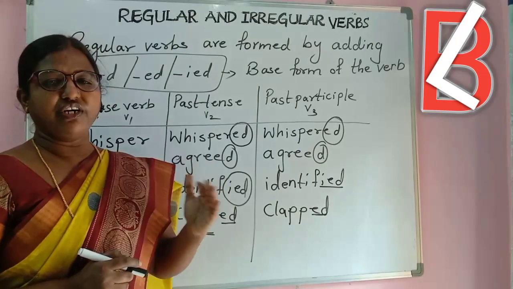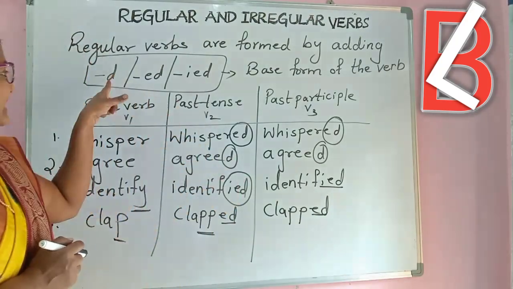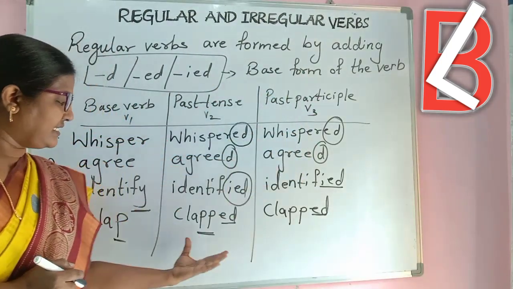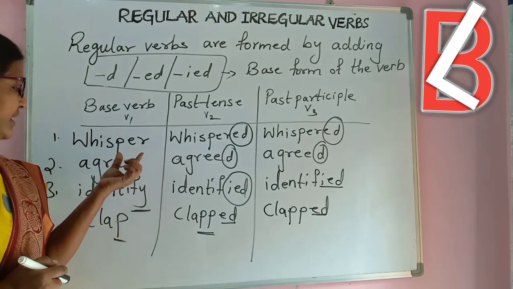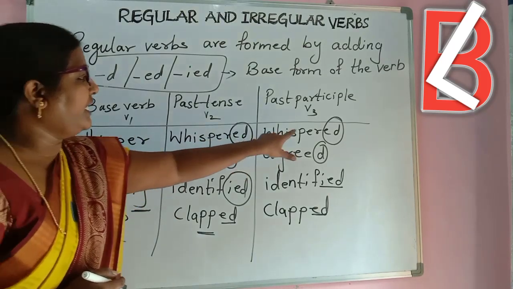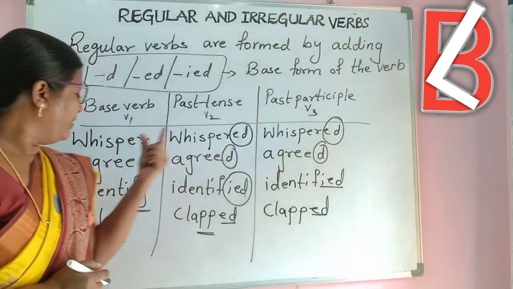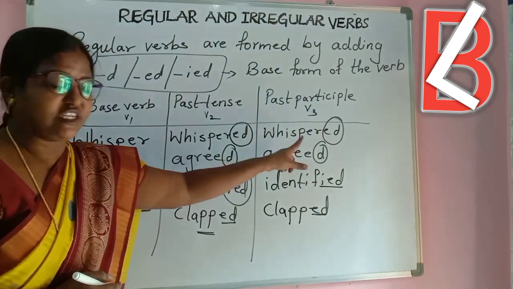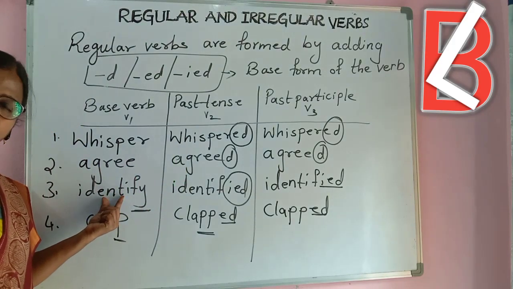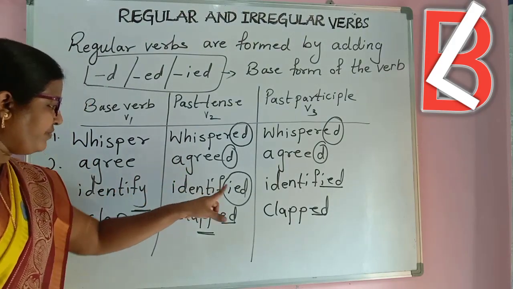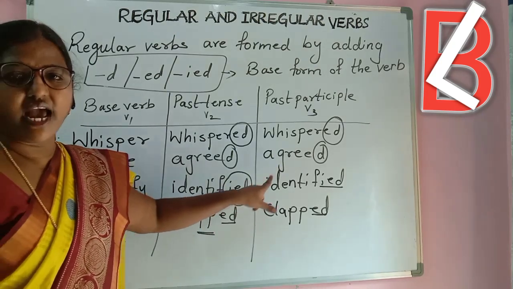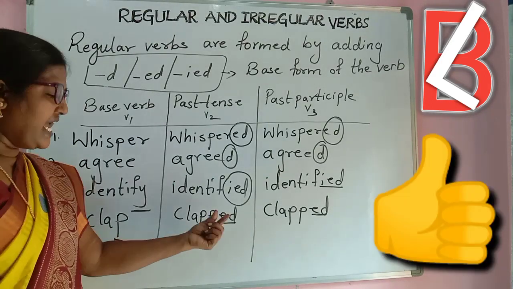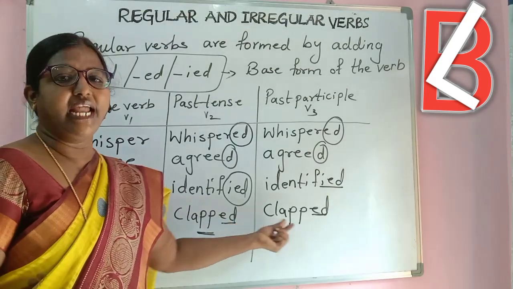So regular verbs are formed by adding d, ed and ied to the base form of the verb. Here you can see some examples on the board. Whispered is formed by adding ed in the V2 and V3 forms of the verb. Agree is the base form of the verb, and here we have added d in the past and past participle. Identify is the base form of the word, and we have removed the y and added ied in the past and past participle. Clap is the base form of the verb. Here we have doubled the p and added ed in the past and past participle.